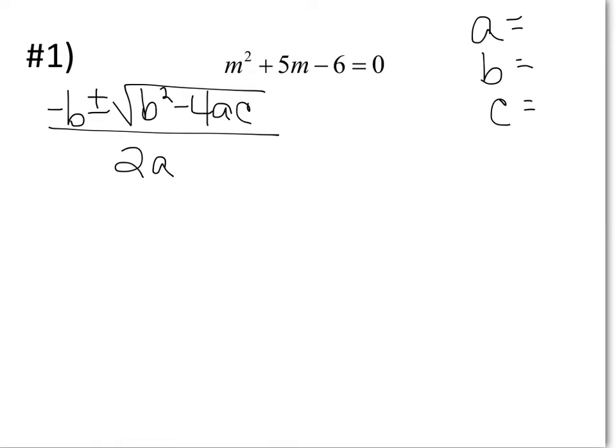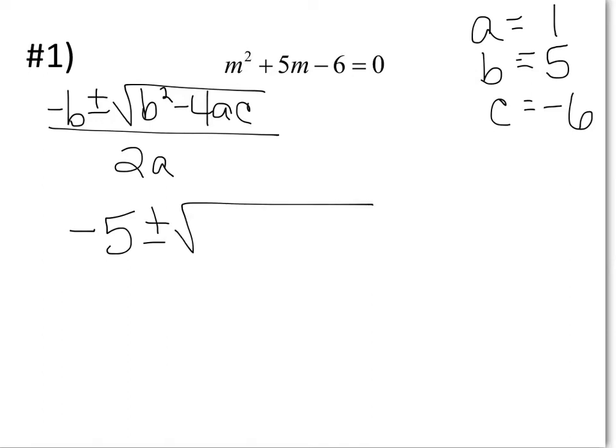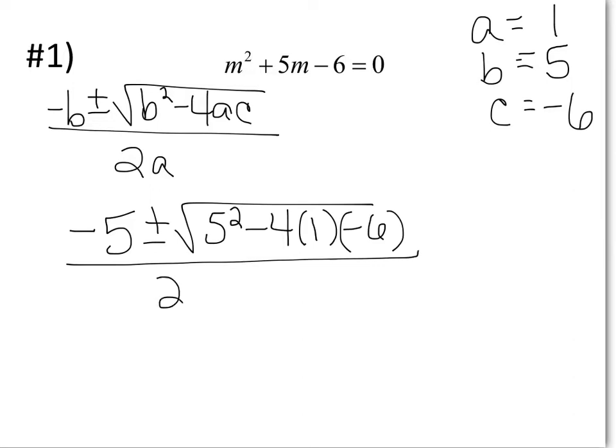A is always your coefficient with x squared. So in this case it's 1. B is always your coefficient with x, so in this case it's 5, and c is your constant, in this case it's negative 6. Always make sure that you keep your signs with it. Alright, so negative b is 5, plus or minus the square root of b squared, so 5 squared, minus 4 times a, which is 1, times c, which is negative 6, all over 2 times a, which is 1.